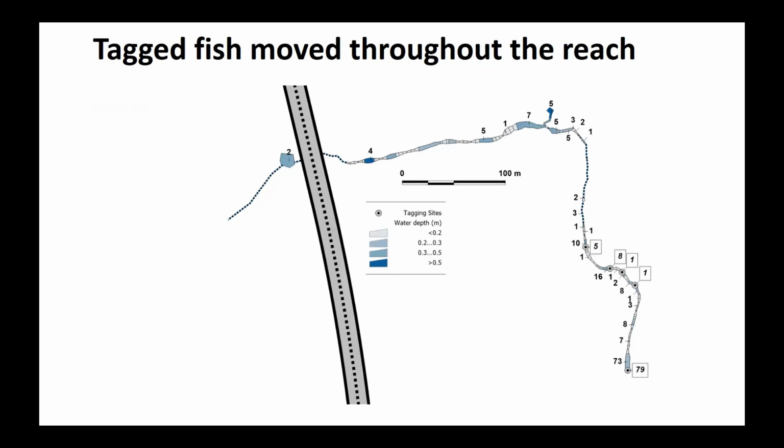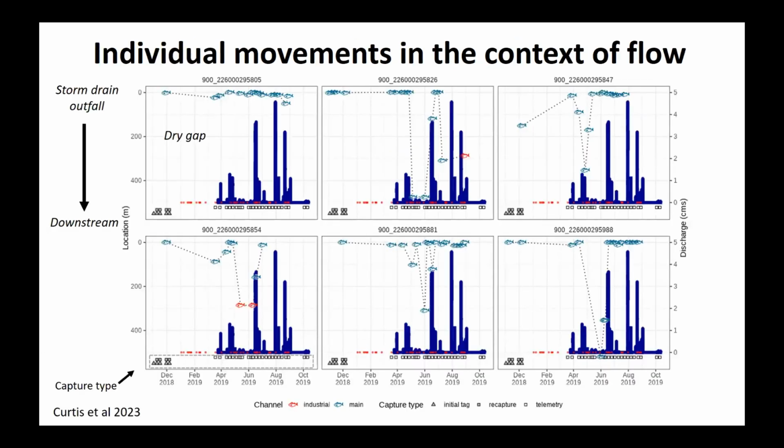We also looked over the 500-meter scale to see how much fish moved around over the course of about a year period. And tagged fish moved throughout the reach. Most of the fish really stayed in the upper section of stream, or at least they mostly were found in the upper section of stream, but many of them actually explored the downstream sections and then came back into the upstream sections. So let's look at a couple of individual movements. Each of these graphs is an individual fish. The dark blue line shows you flows over the course of this study period.